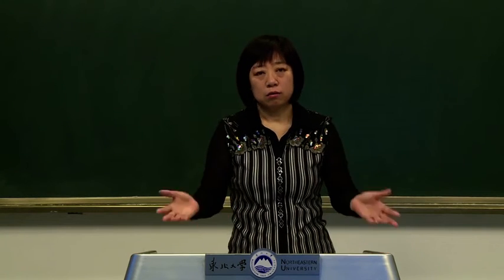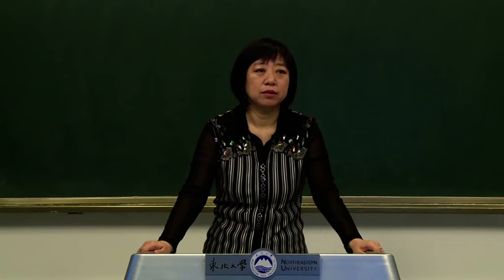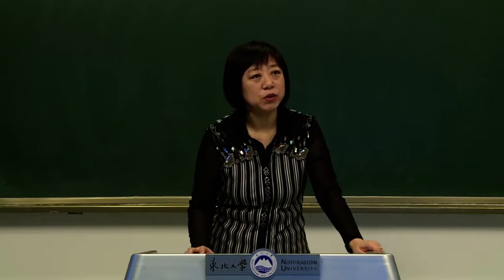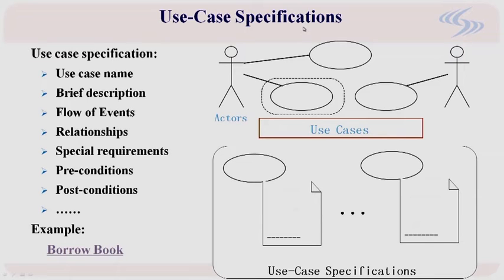Okay, so how to indicate the details of the business requirements for each use case? Well, the solution is use case specifications. So that means for each use case, a use case specification should be described for it. So let's see what should be included in use case specification. It should include use case name, brief description, flow of events, relationships, if there's any, and the special requirements, preconditions, or post-conditions, and so on.